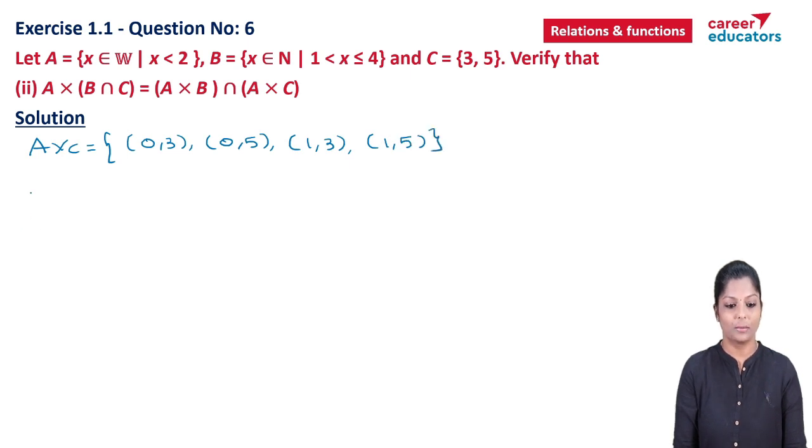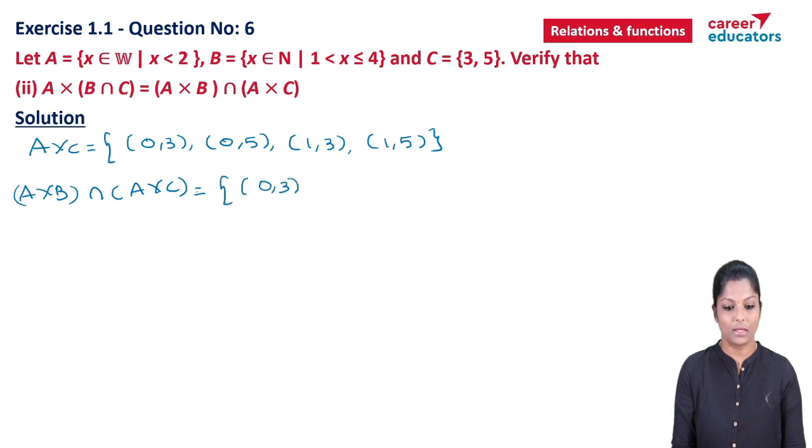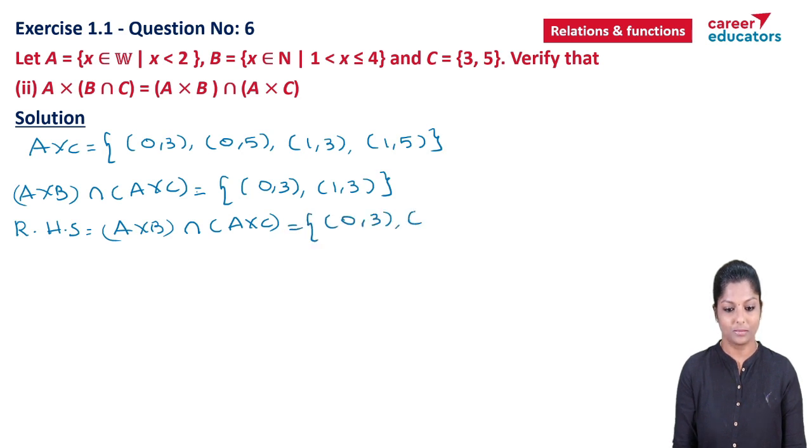Next, we have to find A cross B intersection A cross C. To find it, we have to compare all the elements of A cross B and all the elements of A cross C. We will get the common elements (0, 3), (1, 3). Now we got RHS. A cross B intersection A cross C equal to (0, 3), (1, 3). We'll mark this as 2.